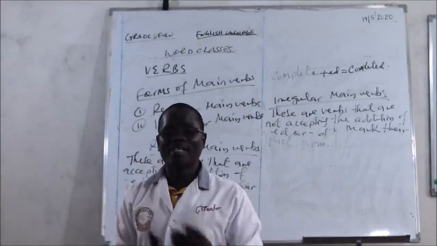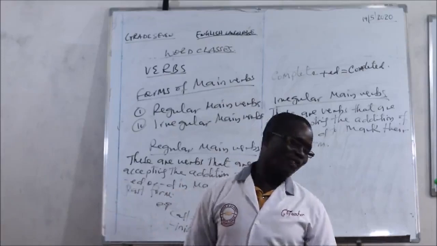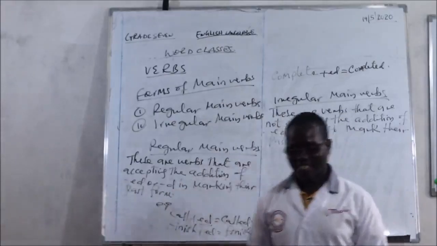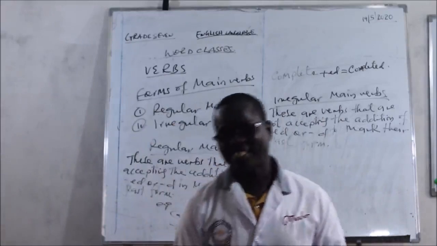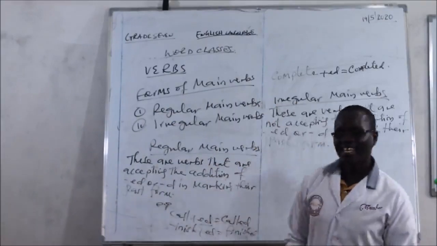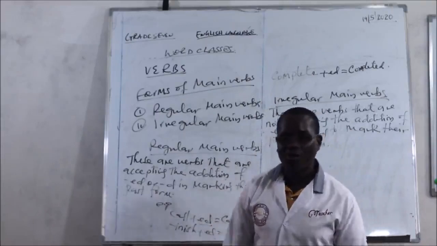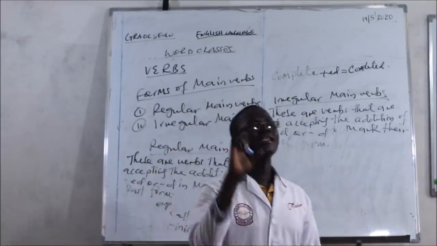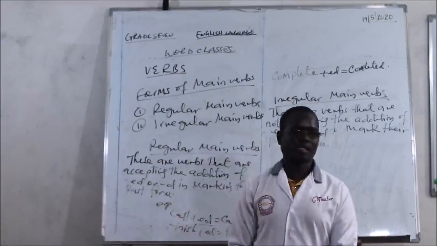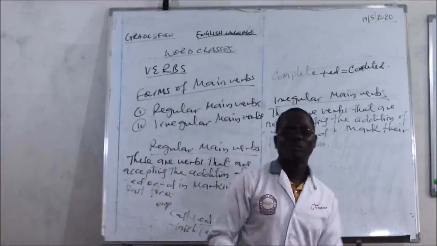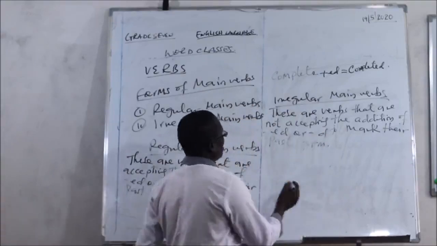Just imagine somebody tells you to give the past tense of the word sing. Then you say singed. How does it sound? I singed yesterday. Grammatically it will be counted to be wrong. Why? Because the word sing does not accept the universal past tense marker. Then it is regarded to be an irregular main verb.